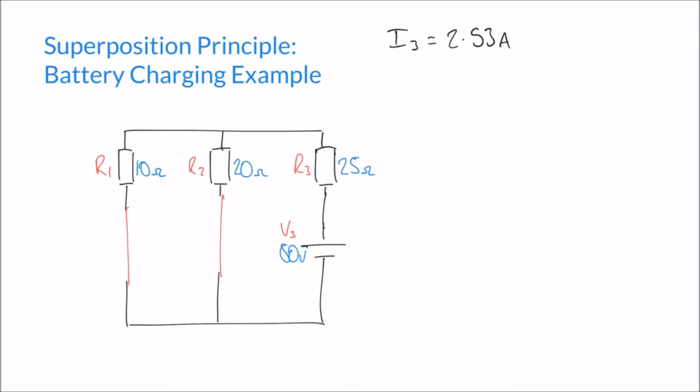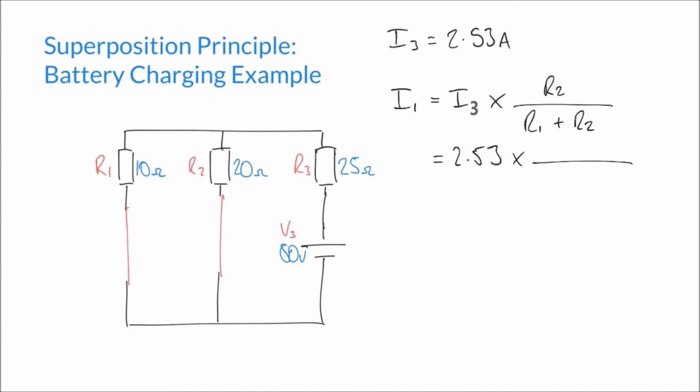And so remembering the current divider rule, it's R2 over the sum of the two resistors in the divider. R2 is going to go on the top of my fraction, and so I1 is going to be expressed as I3 multiplied by a fraction. R2 goes on the top, R1 plus R2 goes on the bottom, and so we end up with 2.53 multiplied by 20 over 10 plus 20, and that comes out to give us an I1 of 1.69 amps.